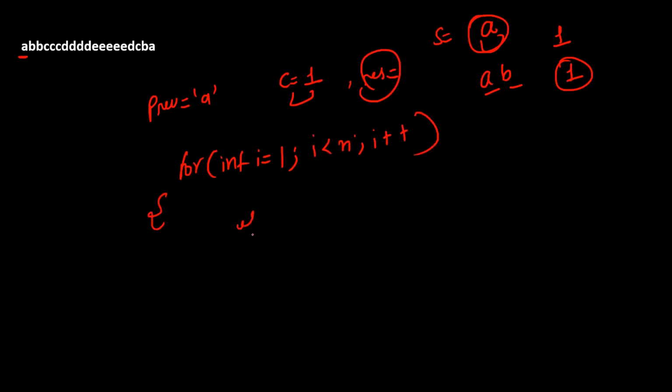Now what we can check is whether the current character on which we are, this is s, so if s of i is equal to prev, then we can simply increment the value of c, right? That's what we'll be doing. We'll be simply incrementing the value of c.